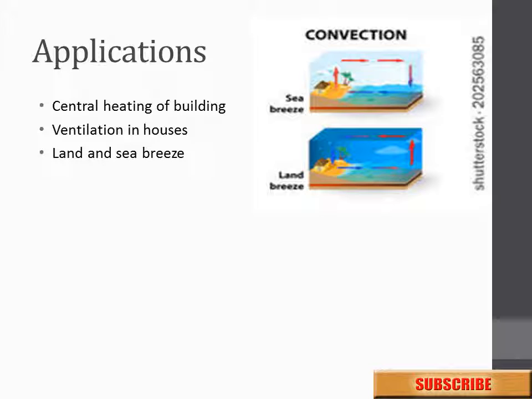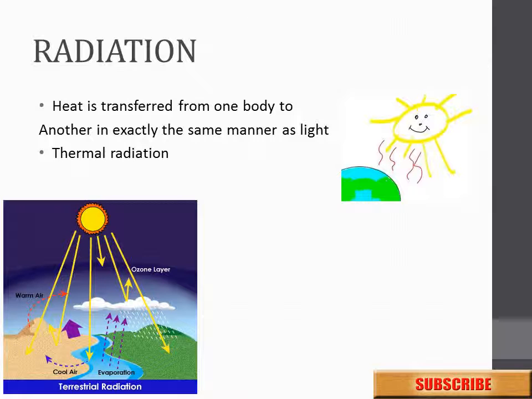Now in the figure you can see the convection of sea breeze and land breeze. What is it exactly? In the daytime we can see that the land gets more heated compared to the sea. So this is nothing but sea breeze, where the land is getting heated more quickly than the sea. And what is land breeze? It is where the land gets less heated compared to the sea at night time. So the sea stays warmer at night, and that is land breeze.